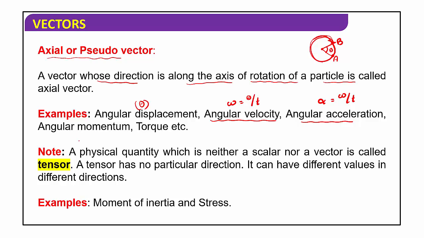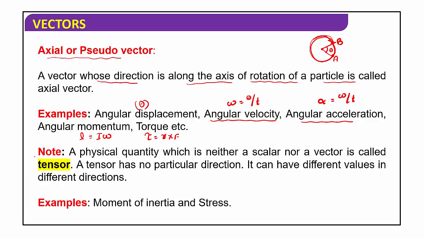Similarly, angular momentum, which is given by the equation L equal to I omega. Then torque tau equal to r cross F. So all these terms are related to rotational motion. In the first type of vector, we studied displacement, velocity, acceleration, linear momentum, force. Those are related to linear motion, and these examples are related to rotational motion. Here we have to consider the vector along the axis of rotation, right?